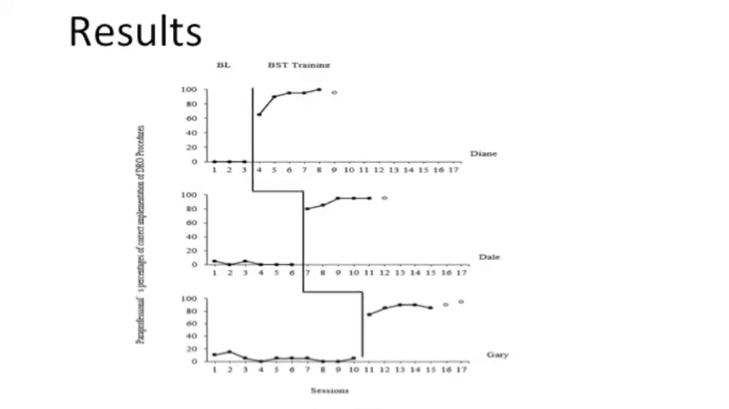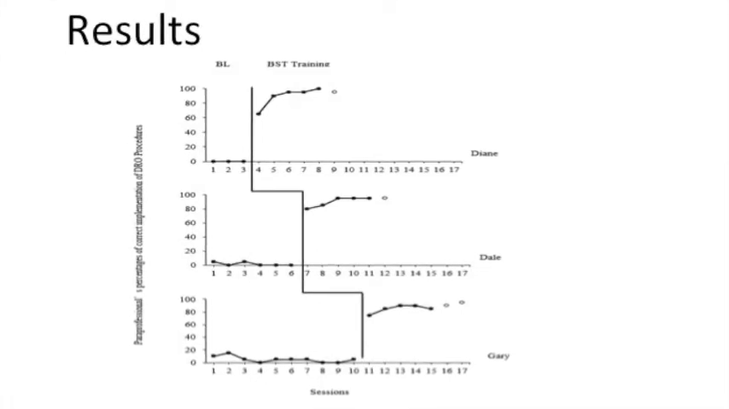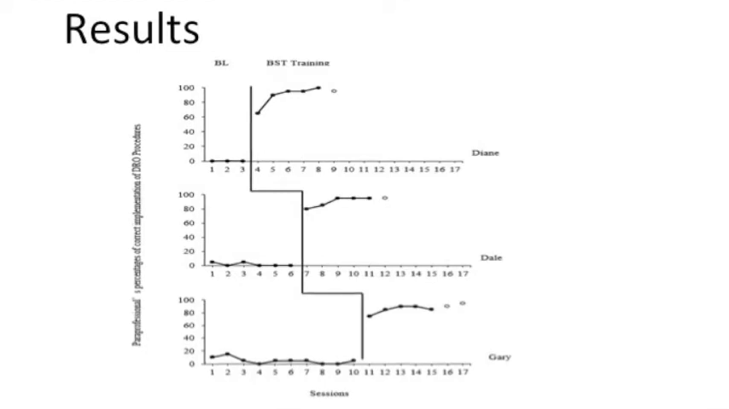procedures. The closed circles mark baseline and intervention phases, and the open circle represents maintenance. Diane showed 95% correct implementation during the maintenance phase, and there were no overlapping data points between baseline and intervention.